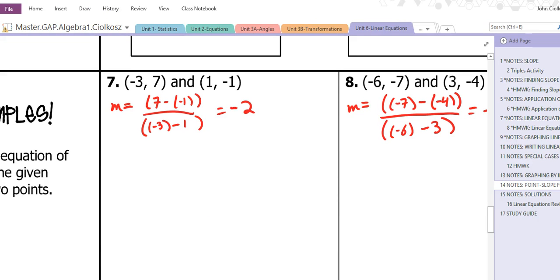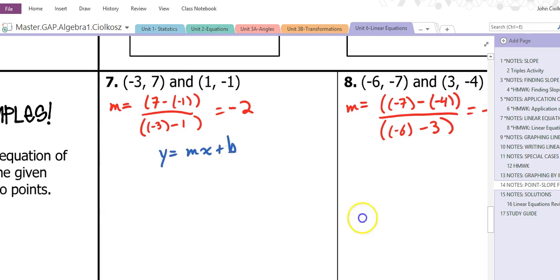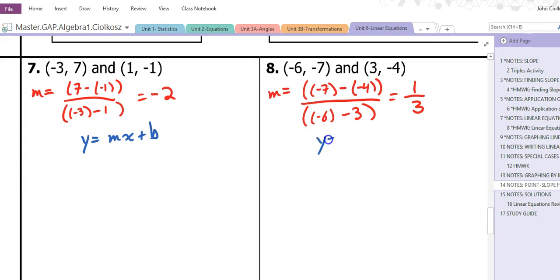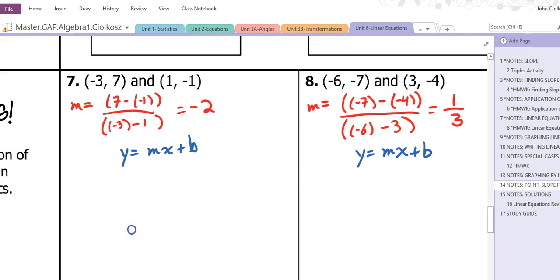Just like in those previous examples, now we have a slope and some points that it goes through. So we're going to go back to y equals mx plus b. Again, that second piece of information besides the slope that we need to find is just our b. You can use either one of these points. I just use the one where the numbers look smaller. That's just me. So here 1 is smaller than 3. So I'm going to use this one. You could use the other one. You'll get the same answers.